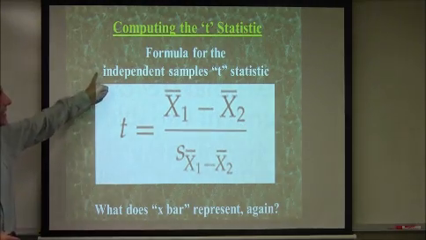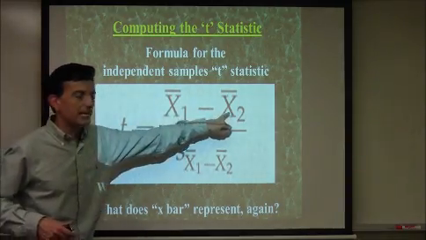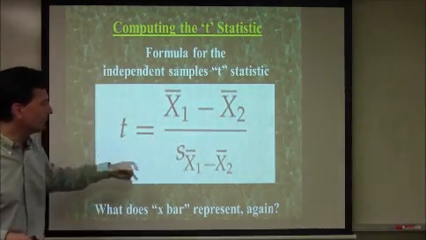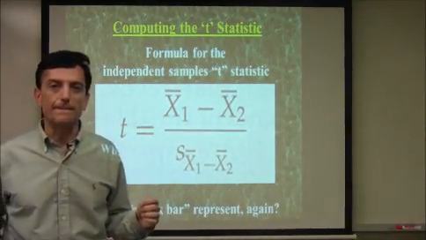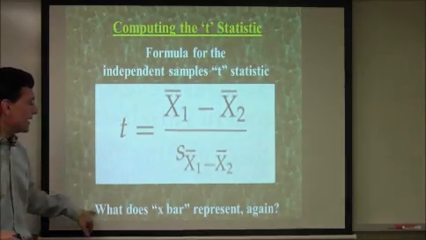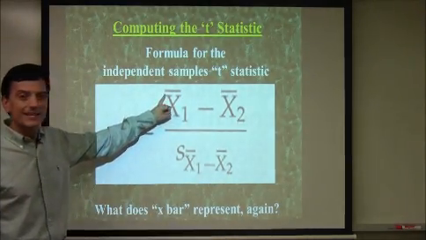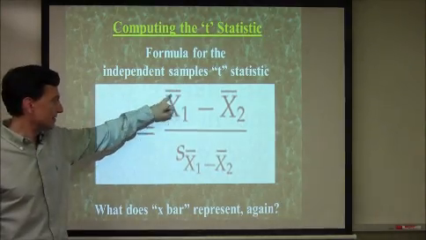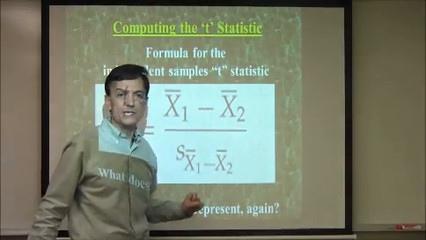So the formula for the independent samples t statistic will be x bar 1 minus x bar 2 in the numerator, over this expression, which we will simply call the pooled variability. Okay? So we might ask, what does x bar represent again? Hopefully you'll recall that x bar is the mean of a sample. So this is our first sample. That might be the control group. Here's our second sample. That might be the experimental group.